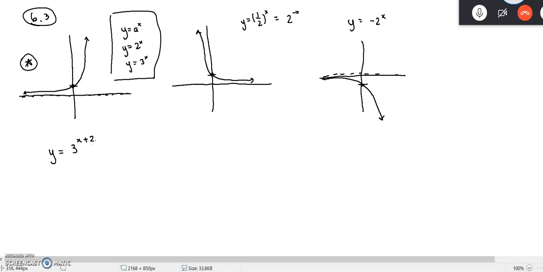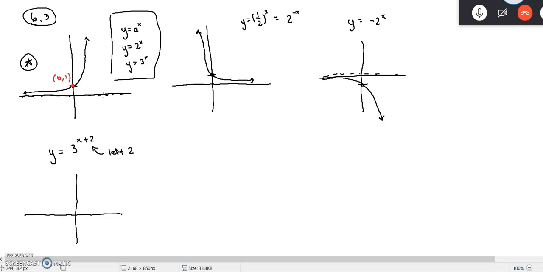The plus 2 is inside the exponent. That means it's inside the function. Remember, inside is left and right, and it's opposite what you'd expect. So this is going to take us to the left by 2. All right, now how do we shift this? Well, it's going to move every point to the left by 2, but really the only point that we have that's a key point is this one right here at 0, 1.